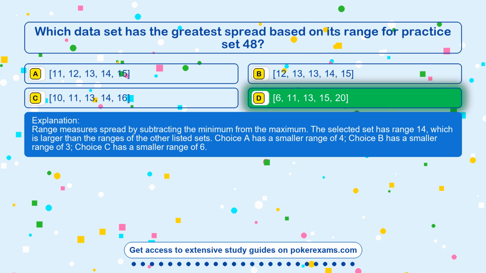Choice A has a smaller range of 4, choice B has a smaller range of 3, choice C has a smaller range of 6.